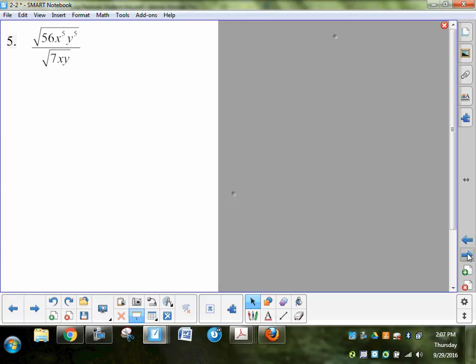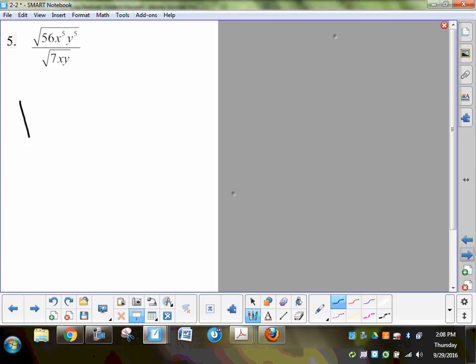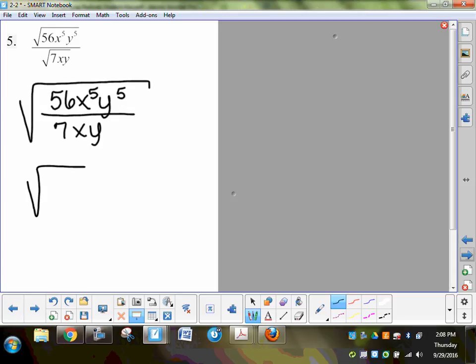In number 5, see how there's 2 radicals? When I look at this, I need to simplify it, or at least I see reductions that can happen right away if I house it under the same radical. So I'm going to rewrite this as 56 x to the 5th, y to the 5th in the numerator, all over 7xy in the denominator. Who can tell me what my radicand would simplify down to now that I've housed it under the same radical and I can do my reductions?